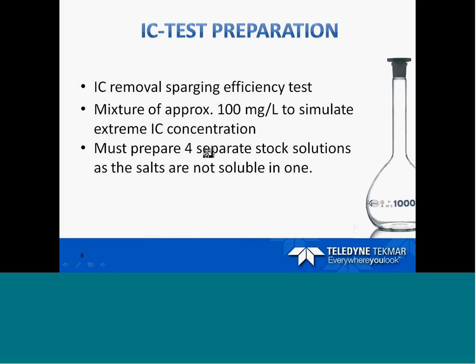And the reason that we have to make separate stock solutions is if we make these all up in a single liter, they would not be mixable with one another. So you have to make them up in 4 separate stock solutions. And then we're going to take just a small amount from each one and add it to a 40 ml vial. The idea behind this is we want to make sure that we're sparging long enough in order to remove all of that inorganic carbon, because it could bias our results high or low. We want that as low as possible.